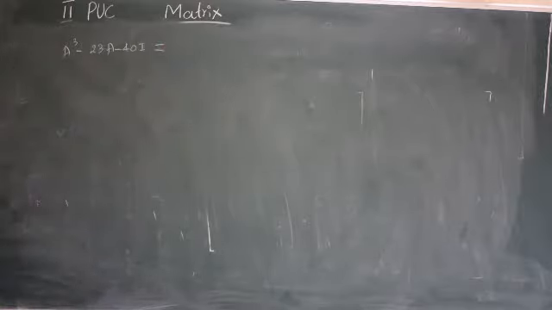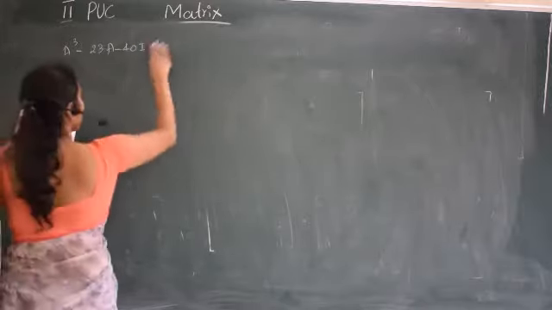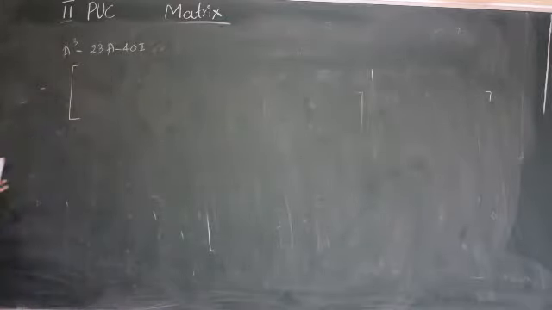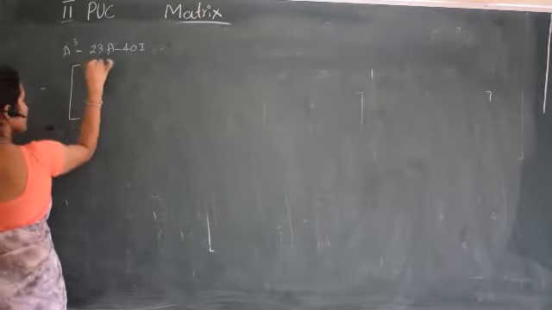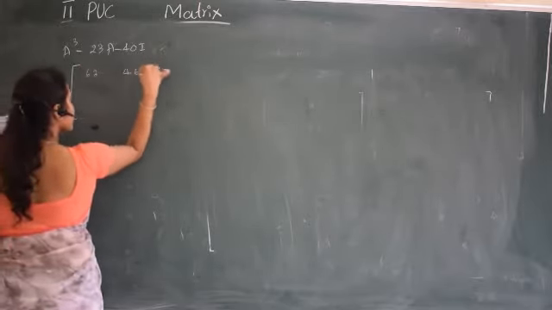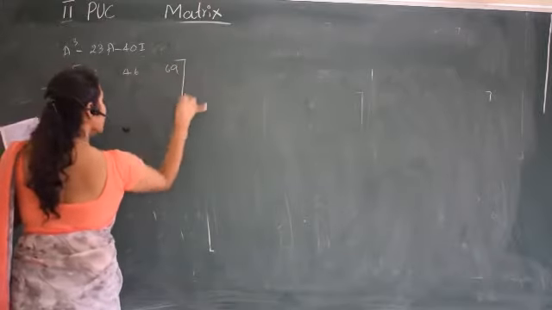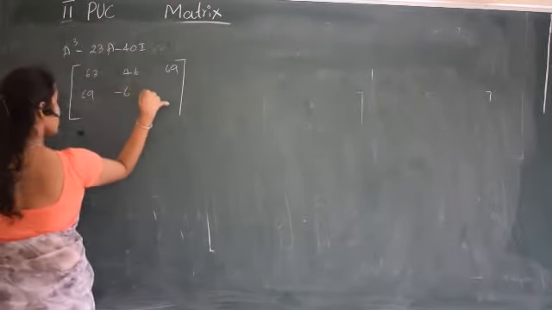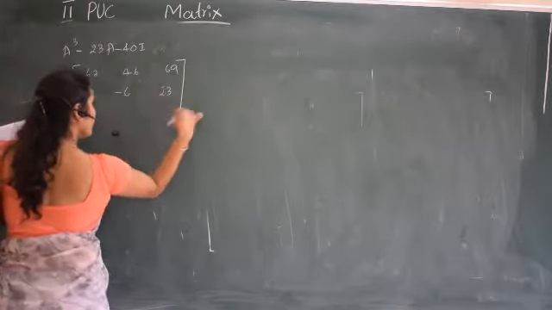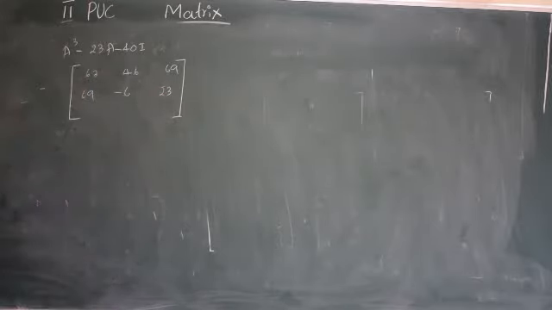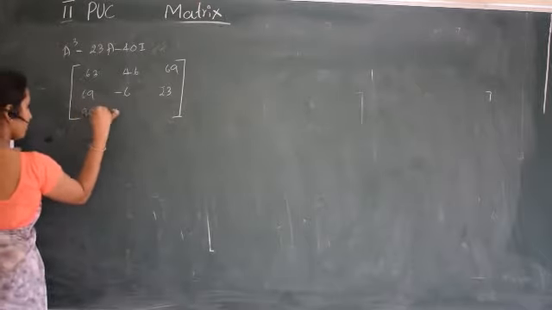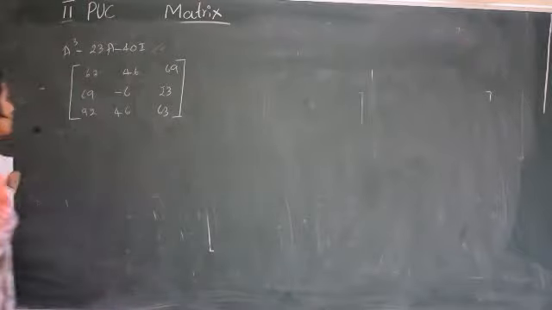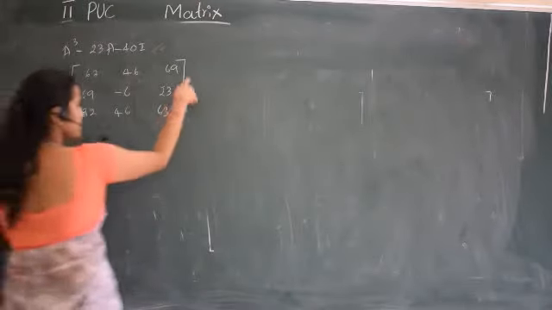A cube will be a matrix. A cube is 63, 46, 63, 46, 69, then 69, minus 6, 23, then 92, 46, then 63. So this is A cube.